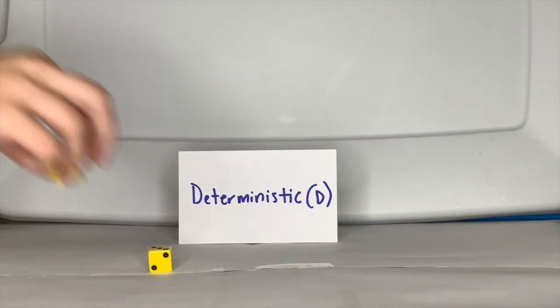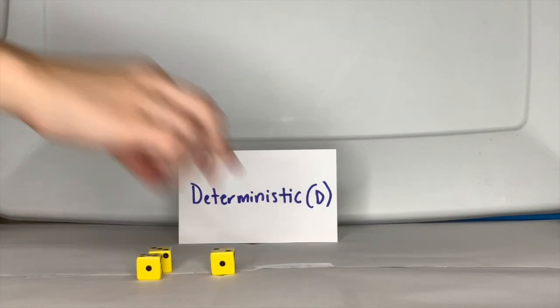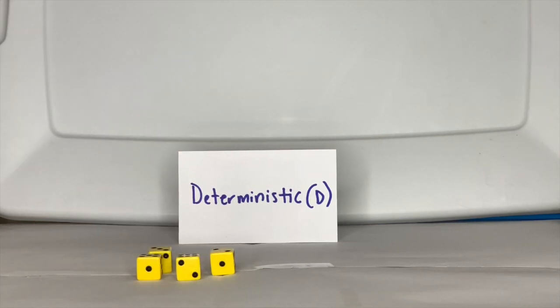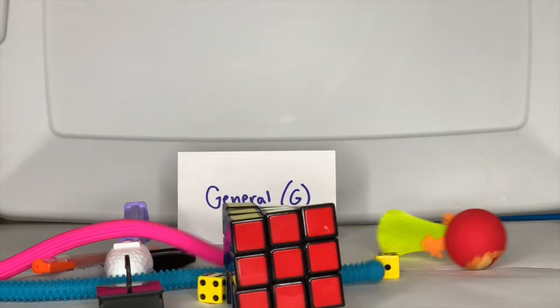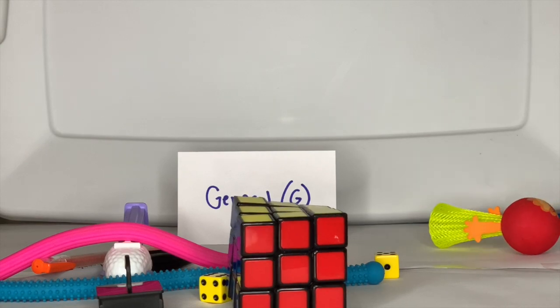D is for deterministic. The arrival and/or service rate is fully fixed and the same every time. G is for general. No assumptions can be made whatsoever about the arrival or service rate. This is rare in typical lines.